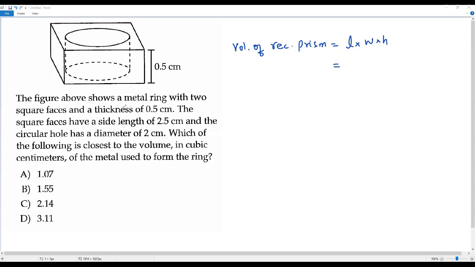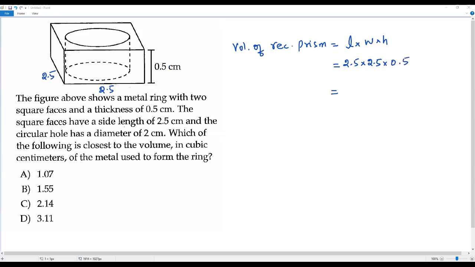The question clearly says the metal ring with two square faces. One square face we have at the top and one square face we have at the bottom. Since we have a square face at the bottom and top, the length of each side of the base has to be the same. It is given that it is 2.5 centimeter. So if this is 2.5 centimeter, this one also must be 2.5 centimeter. So the length of the prism is 2.5 and the width of the prism is also 2.5, and the height is clearly given as 0.5 centimeter.